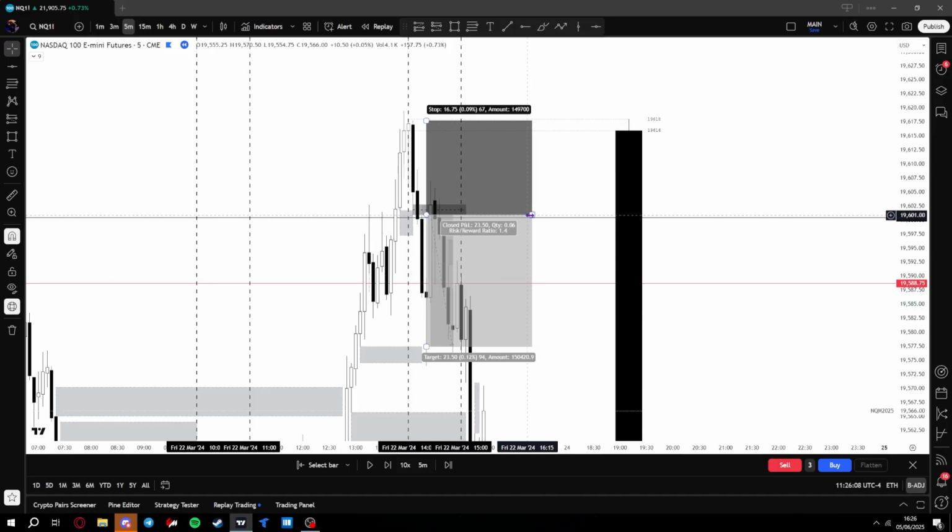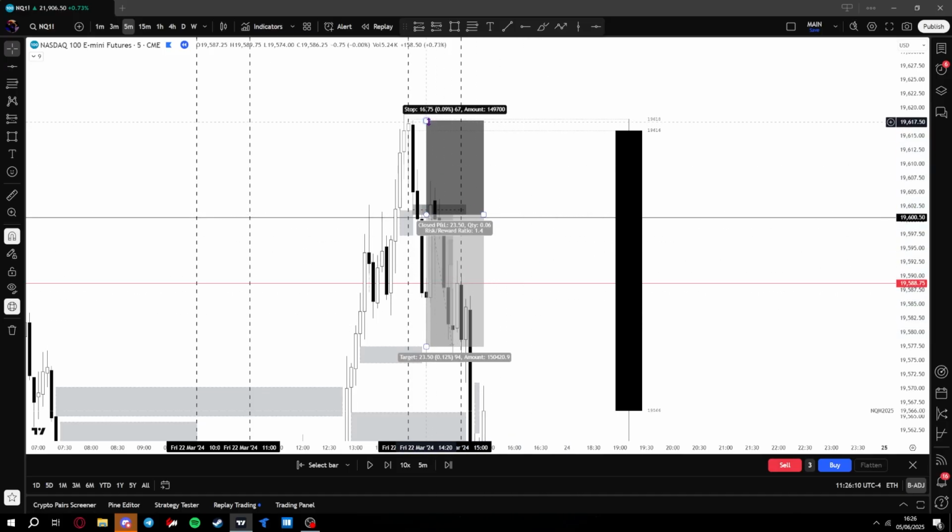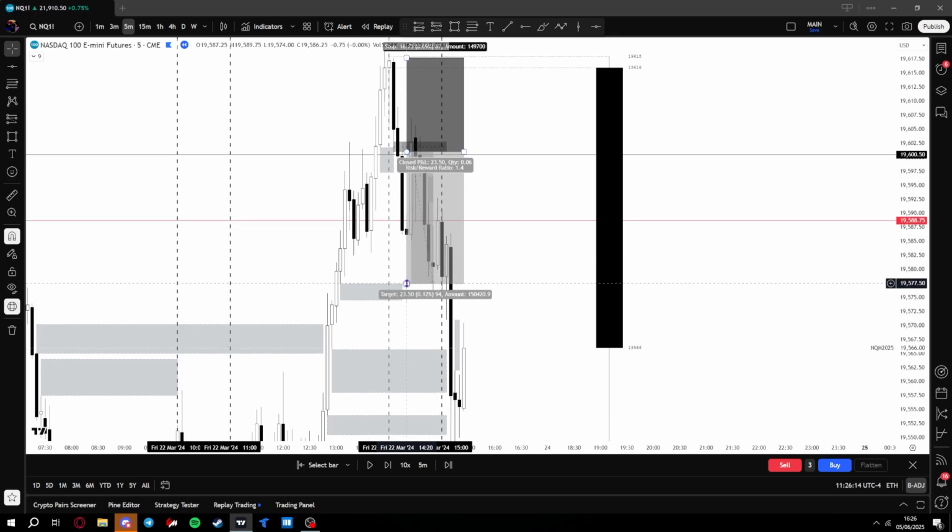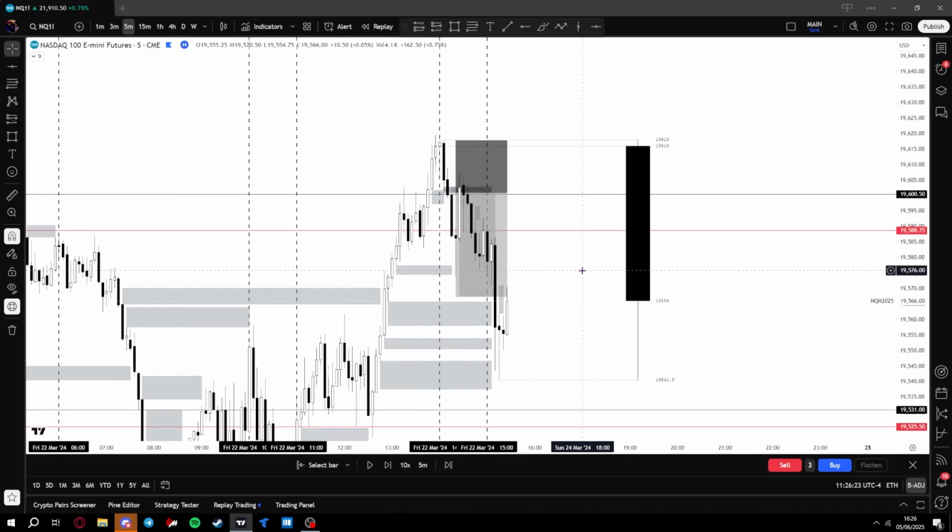And just like that, this one hit. Look, we have our stop loss above the first candle. Maybe we could have targeted a 1 to 2, and it would have hit as well.